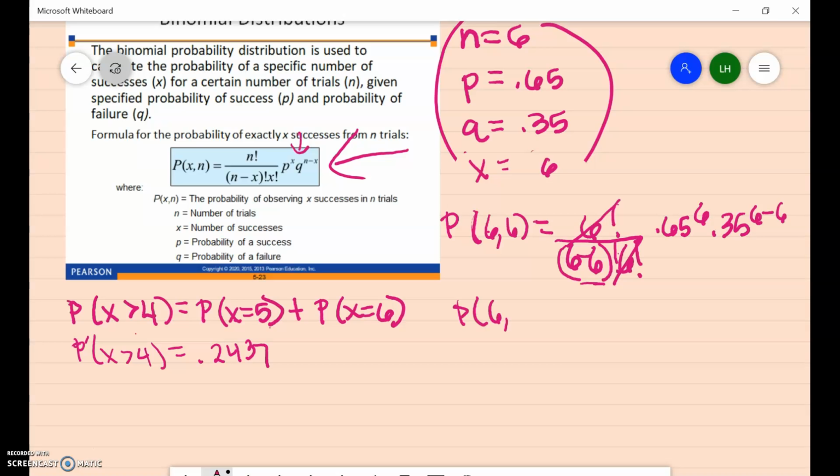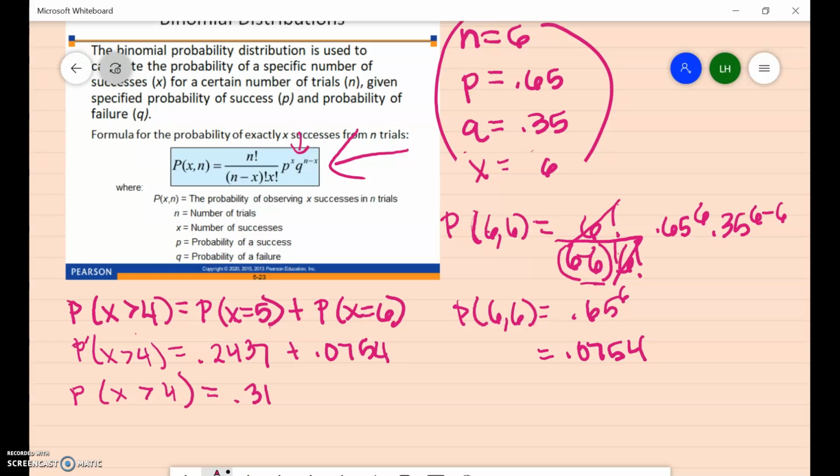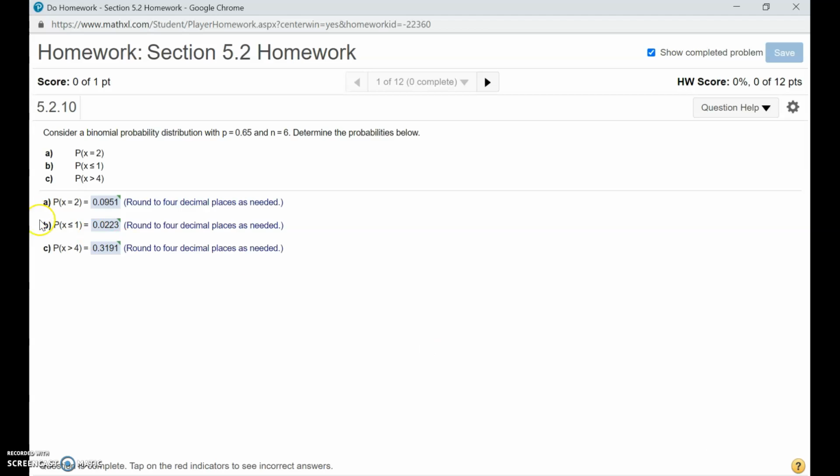So 0.65 to the 6, let's see what that is. 0.0754. And we're going to add those together. 0.3191 is what you will get.